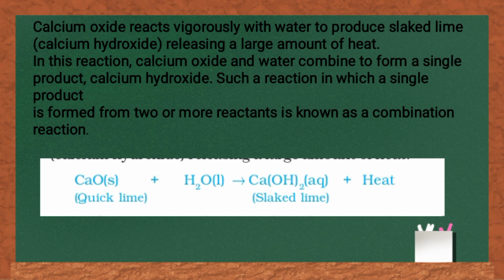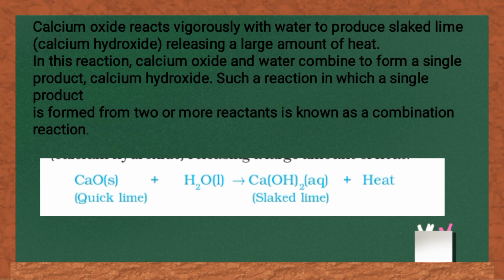So the calcium oxide and water reacting will form the slaked lime, that is nothing but calcium hydroxide. In this reaction, calcium oxide and water combine to form a single product, that is calcium hydroxide, and give out heat. Such a reaction in which a single product is formed from two or more reactants is known as a combination reaction.